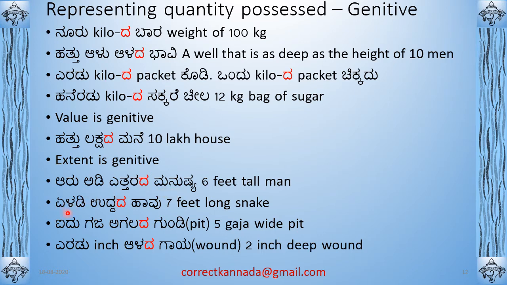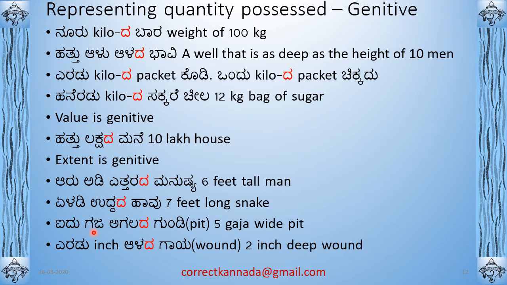Okay. "7 adi uddada havu." That is a snake. Havu means snake. A snake that is 7 adi, meaning 7 feet, Uddha is length. Yattara is tall, Uddha is length. "7 adi uddada havu." A snake that is 7 feet long.